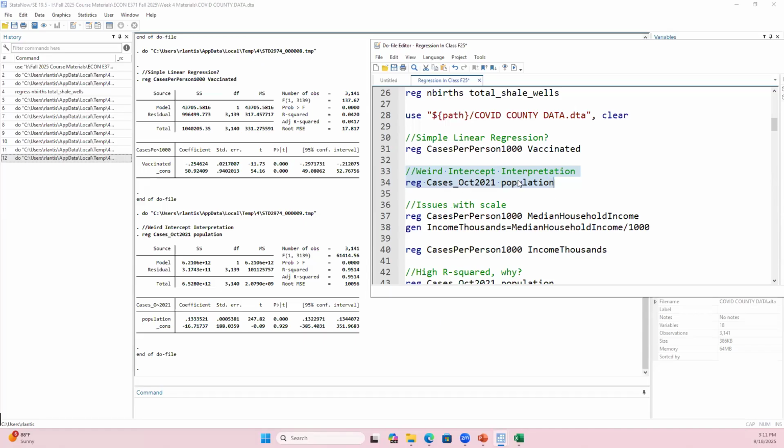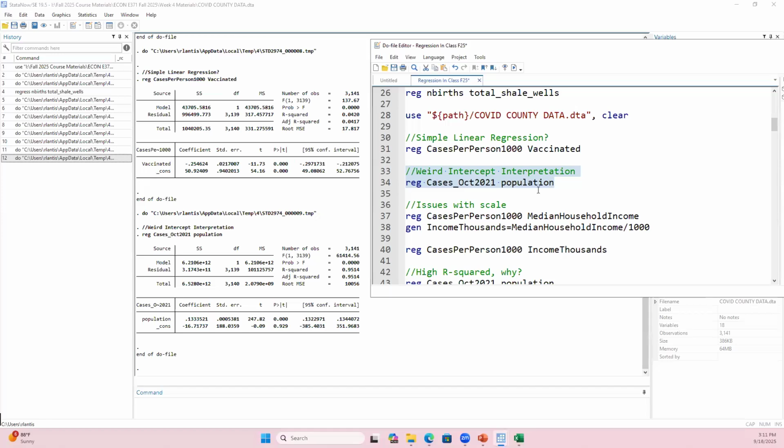should have increased the spread of a disease, I would expect this coefficient to be positive. Having one additional person, I would expect that increases the number of cases per people, right? Because it's just giving me a more densely populated area. Sure enough, I find this positive coefficient, okay?